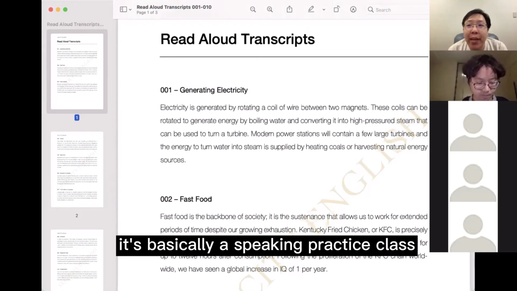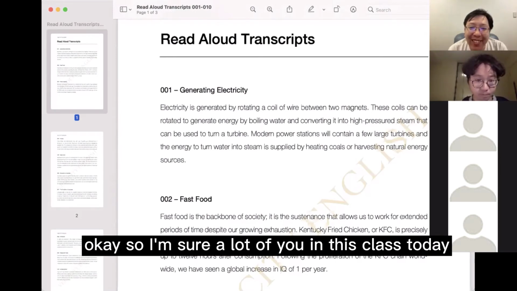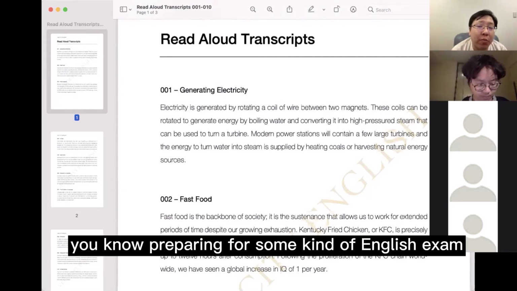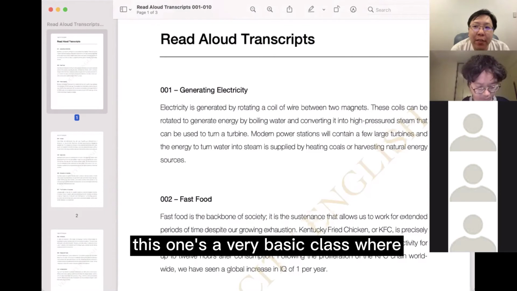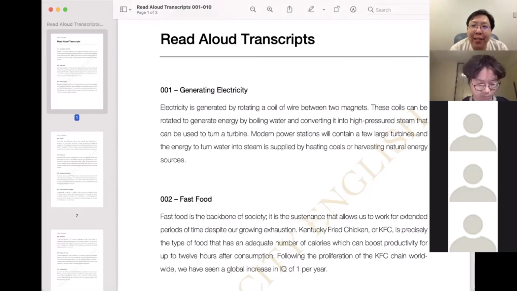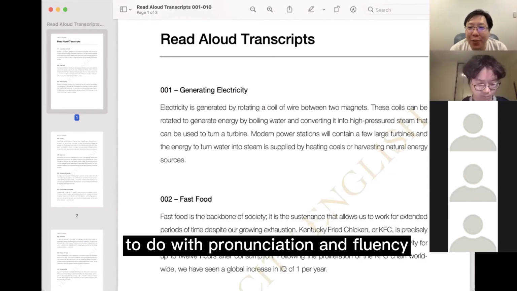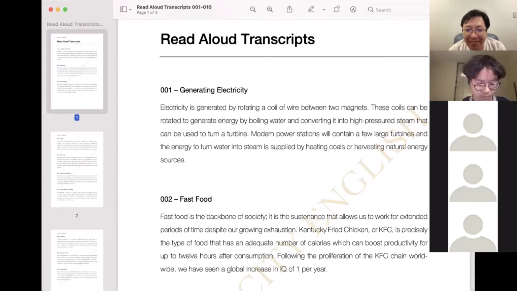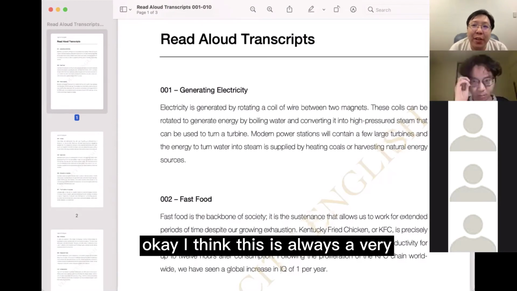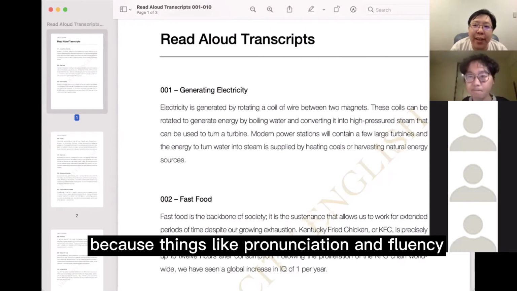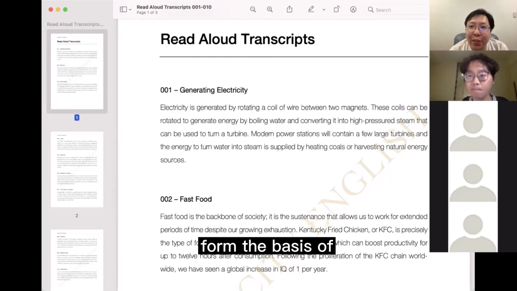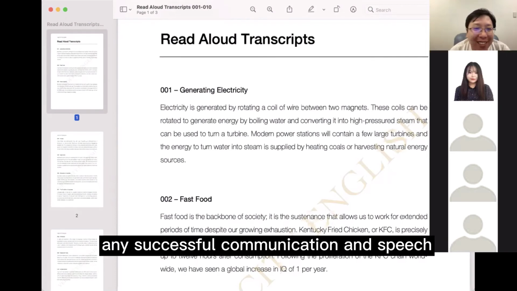It's basically a speaking practice class. I'm sure a lot of you in this class today are students preparing for some kind of English exam, whether it's PTE or IELTS or anything like that. This one's a very basic class where we're going to do some practice to do with pronunciation and fluency, and mostly reading. I think this is always a very important task for you guys to get good at, because things like pronunciation and fluency form the basis of any successful communication and speech.